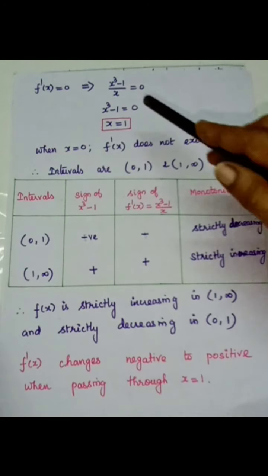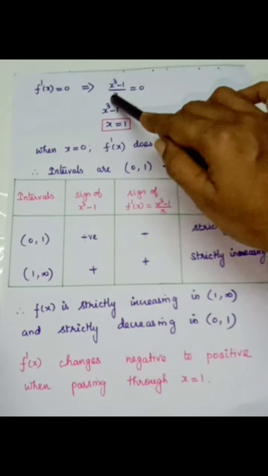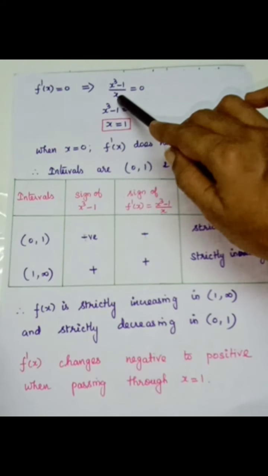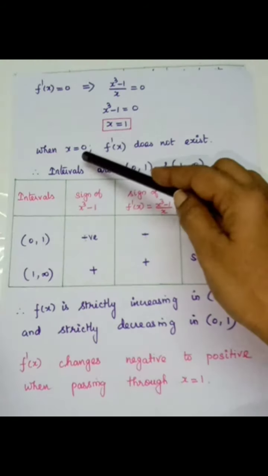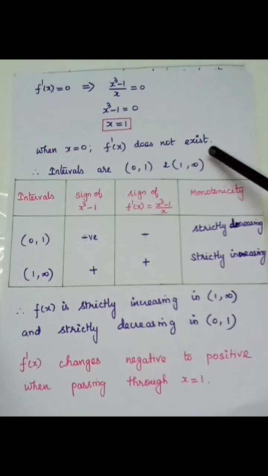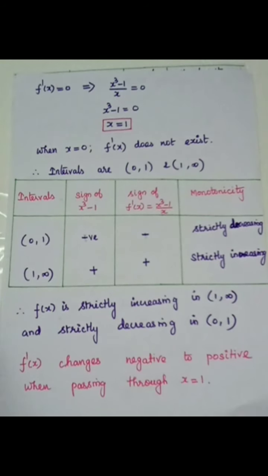And look at the term. It is x cube minus 1 divided by x. So in the denominator you are having the x term. So if we substitute x equal to 0, the denominator is 0. So f dash of x does not exist. So when x equal to 0, f dash of x does not exist. So these 2 points are critical numbers.